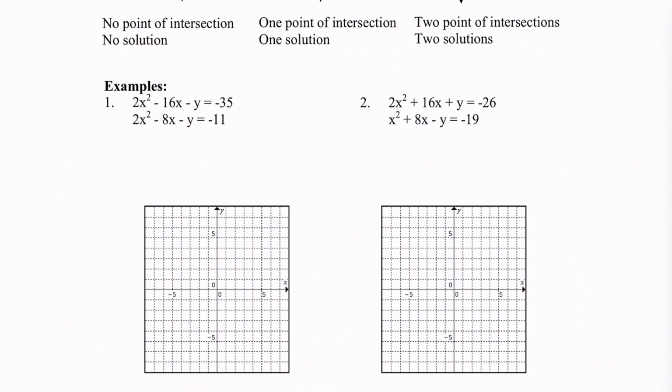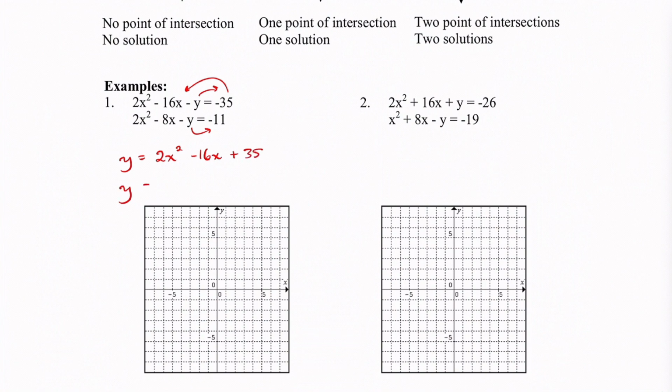So again, the only way we can enter it into our calculator is if we write it in y equals. So I'm going to move this y over, move this y over. So with the first one, I'm going to have y equals, and then everything is still on that other side. So it's 2x squared minus 16x. And then this negative 35, I'm going to move that over to there. So that's going to change to a positive 35.